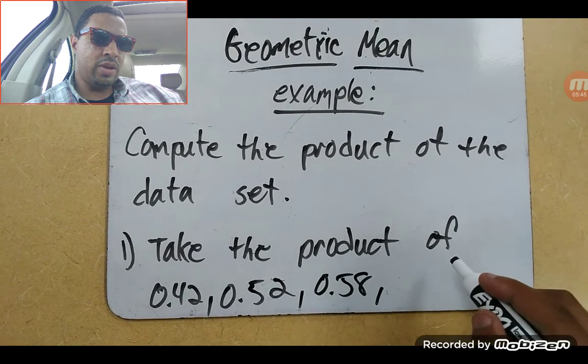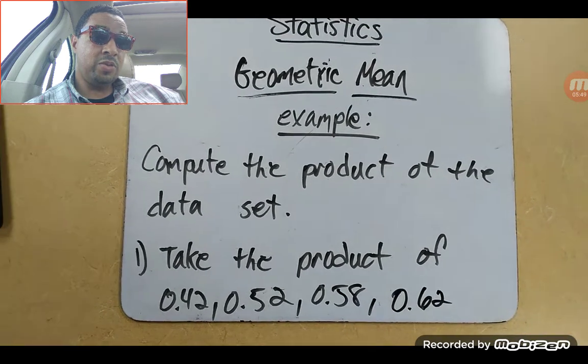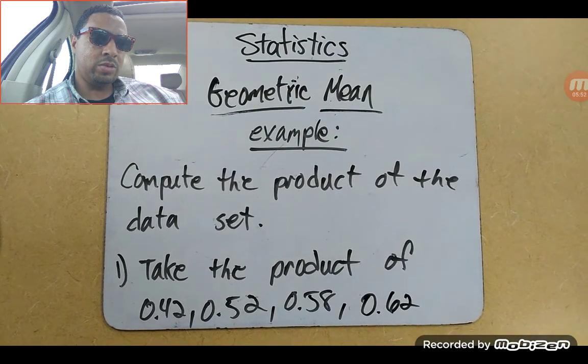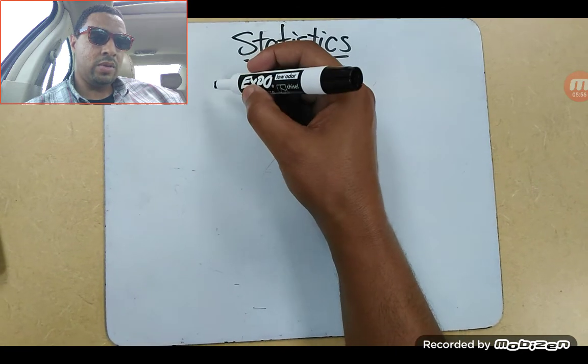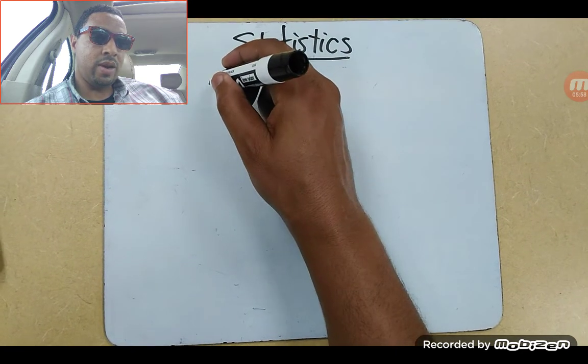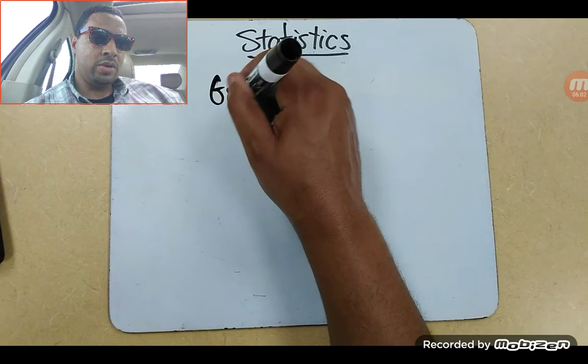All right, there's our numbers. We're going to take the product here, which means we're going to multiply. So we're going to multiply to find this geometric mean, at least the first part of it. We're going to take this answer and figure out the answer from the geometric mean formula.